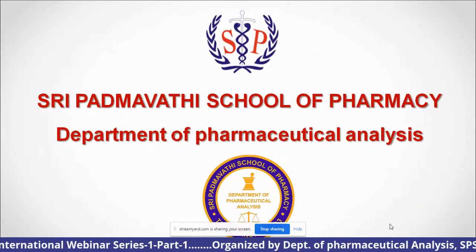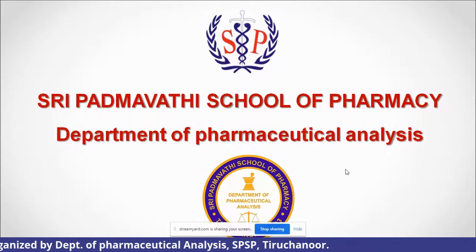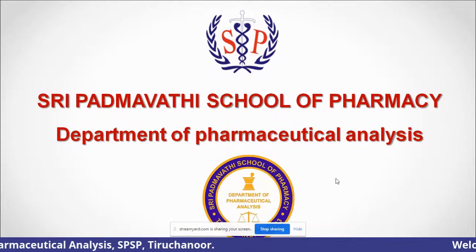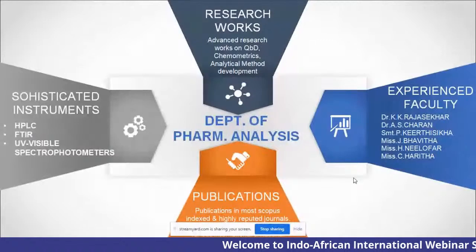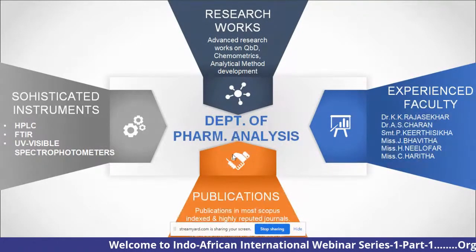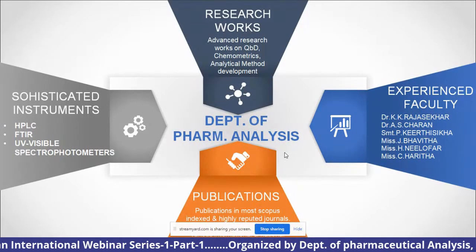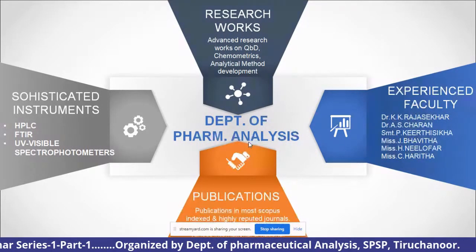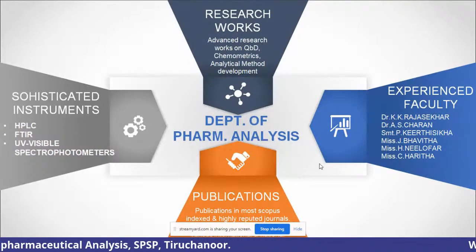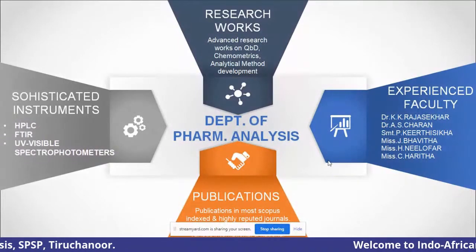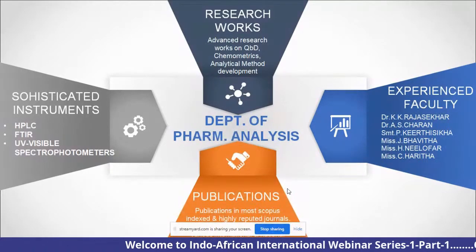And now coming to the Department of Pharmaceutical Analysis. I'm happy to say that this year is the 10th anniversary of the Department of Pharmaceutical Analysis, which was established in the year 2010. In the department, we have sophisticated instruments like HPLC, FTIR, and UV visible spectrophotometer. Various research works have been carried out in the department, like advanced works on QBD, chemometrics, and analytical method development. We have experienced faculty in the department, and the department also contributes major publications to the institute.